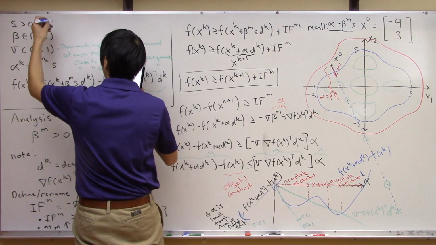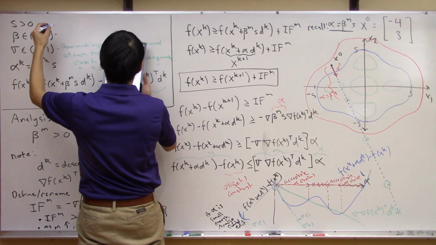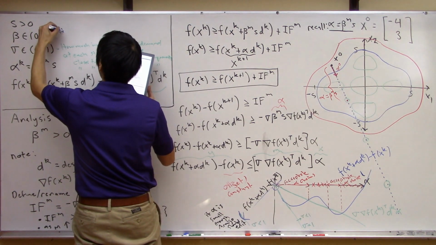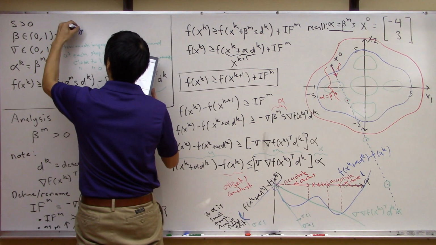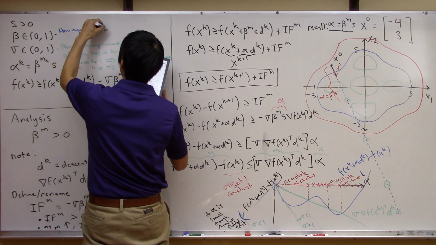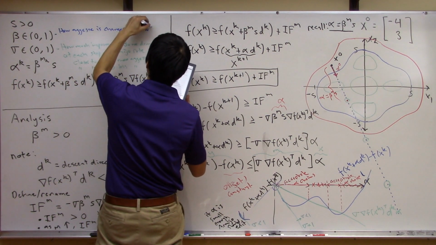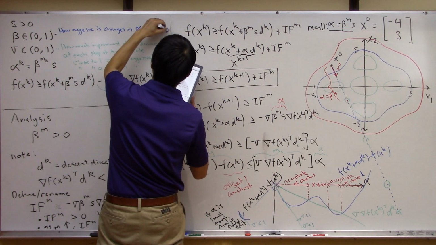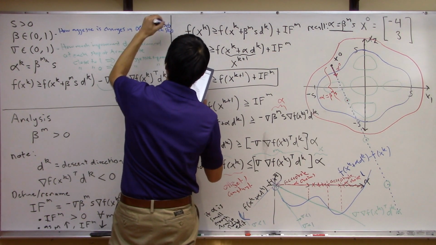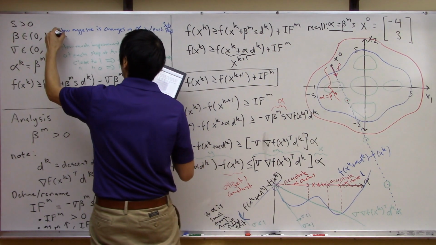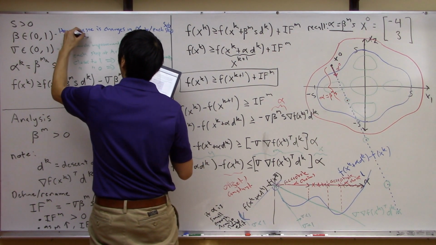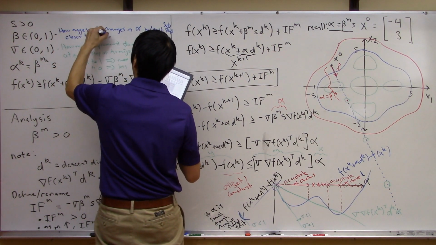So again, let's write this down. Beta is basically telling us how aggressive the changes in alpha are with each step, or I guess we should call it sub-step, of the Armijo rule. So again, we see that closer to 1, this means less change.